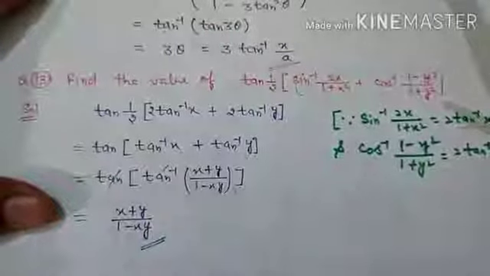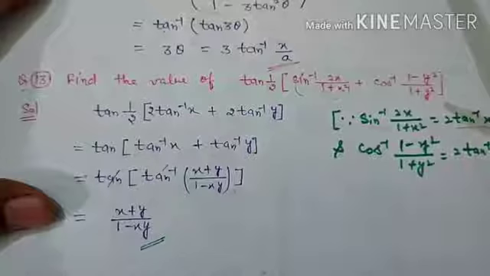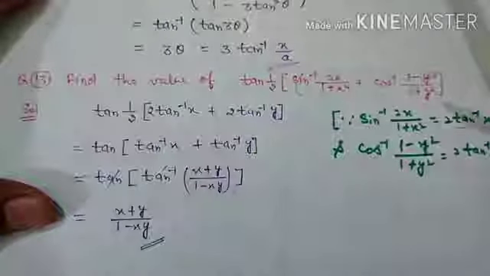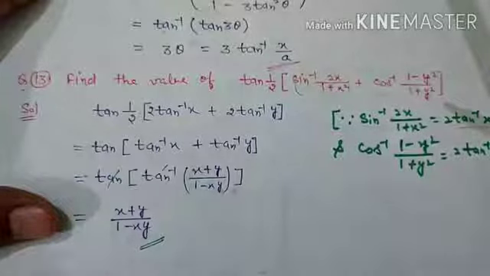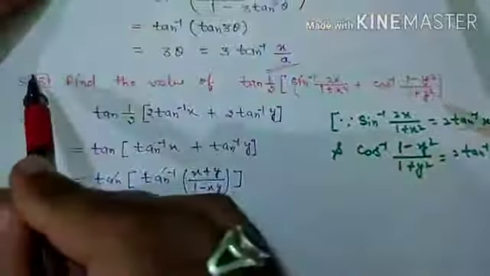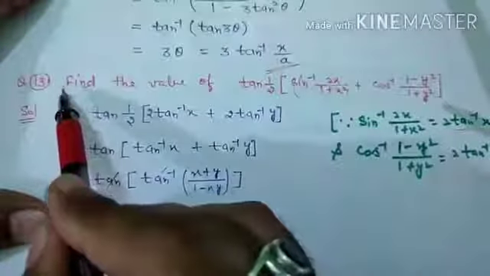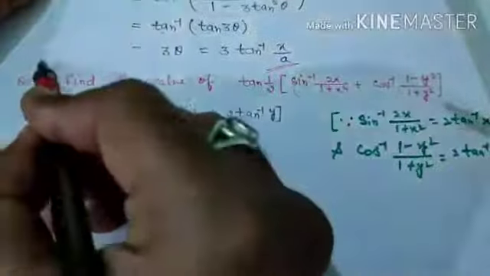Now let's try question number 13. Find the value of tan of 1 by 2 times sine inverse 2x upon 1 plus x square plus cos inverse 1 minus y square upon 1 plus y square. We have got this question twice or 3 times in the board examination, so this is an important one.